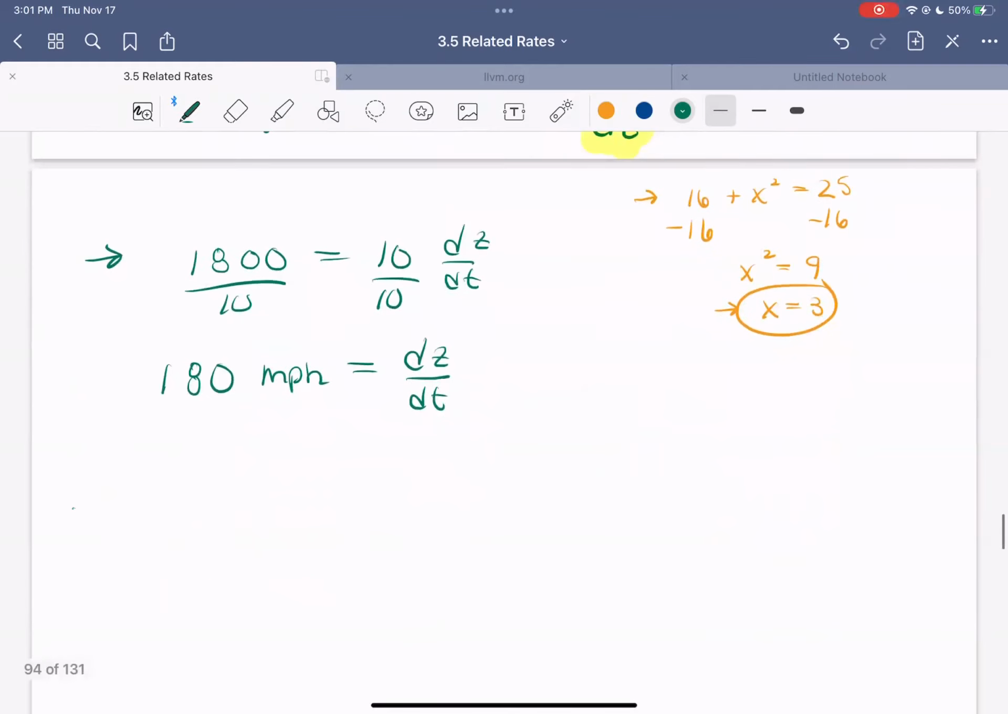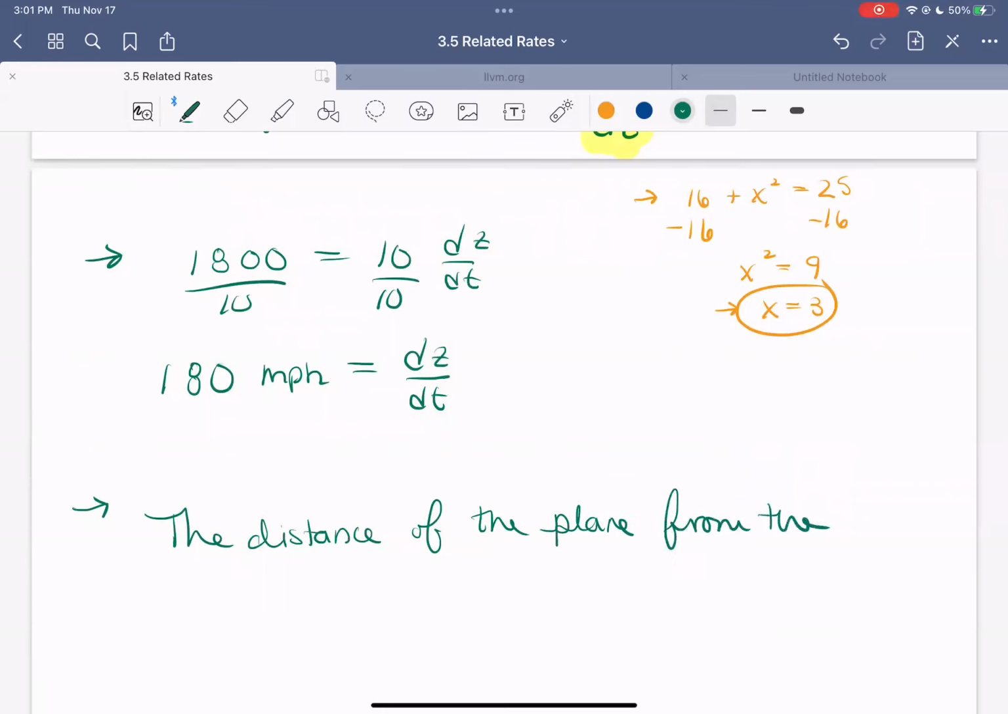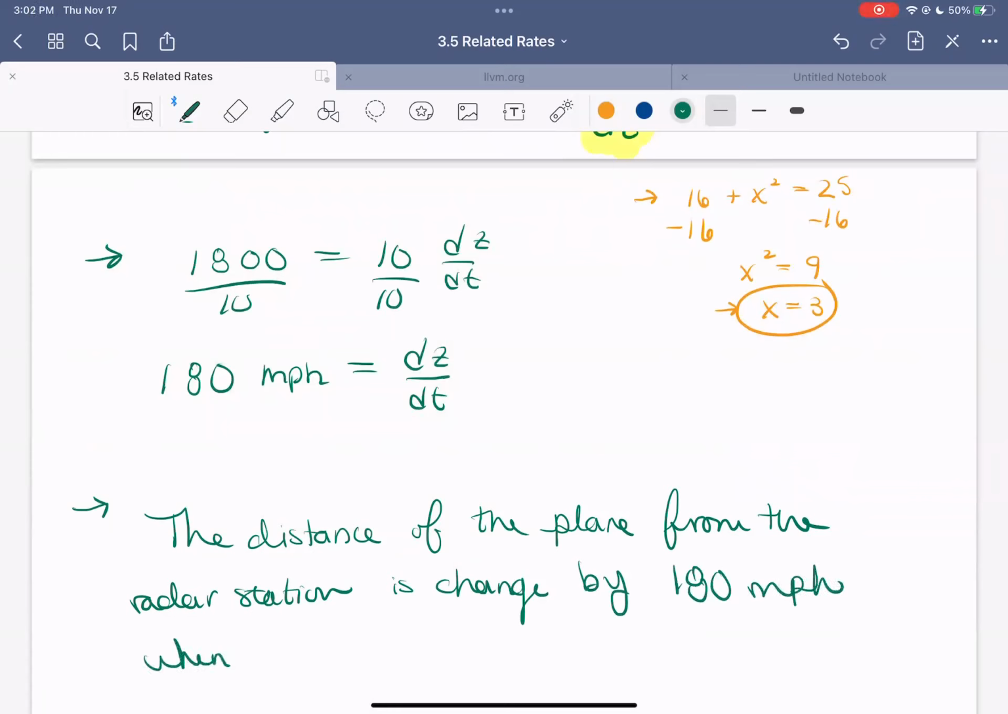So if we want to write a conclusion, we'd say the distance of the plane from the radar station is changing by 180 miles per hour when the plane is 5 miles from the station.